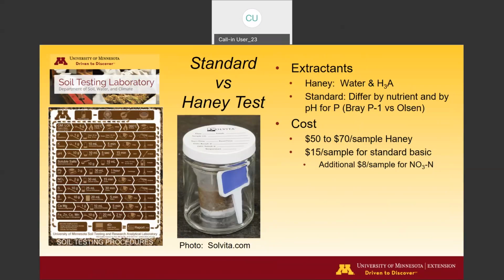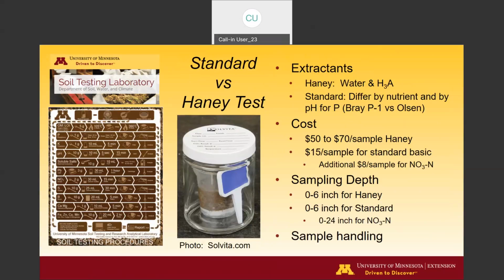It just kind of gives you an idea of the range and cost. And if you're just collecting the standard basic soil tests, the sampling depth would be the same between the Haney and the standard. But again, if you want to get nitrate nitrogen, you want to collect that sample down to 24 inches for the Haney test.